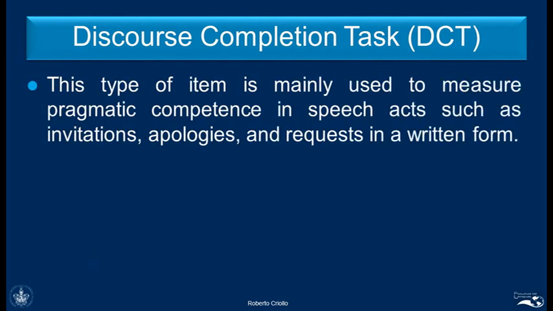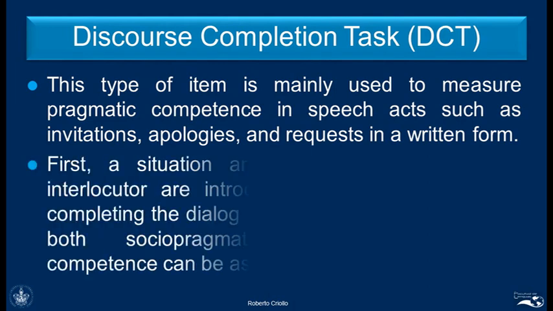Now, there is another kind of instrument that is used for assessing pragmatic competence. It's called a discourse completion task, or DCT. This type of item is used, as I already said, to measure pragmatic competence. And we want to elicit speech acts such as invitations, apologies, and requests, but they are in a written form.